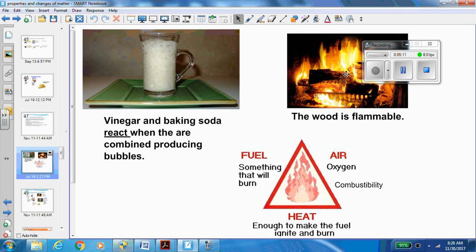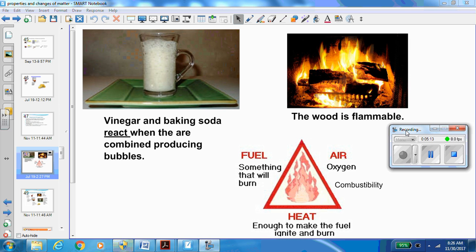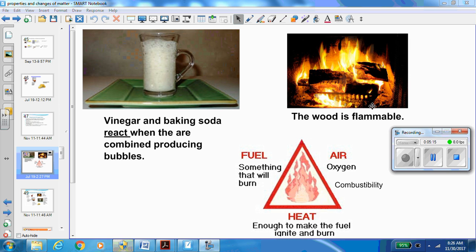Let's take a look here. These are some examples of chemical properties. The wood is flammable. You can see that the wood is burning. I would not be able to observe that chemical property until that wood is changed and you actually burn it. Vinegar and baking soda will react when they are combined, producing bubbles, also a chemical property. And then this right here is an example of combustibility: enough heat to make the fuel ignite and burn in the presence of oxygen.